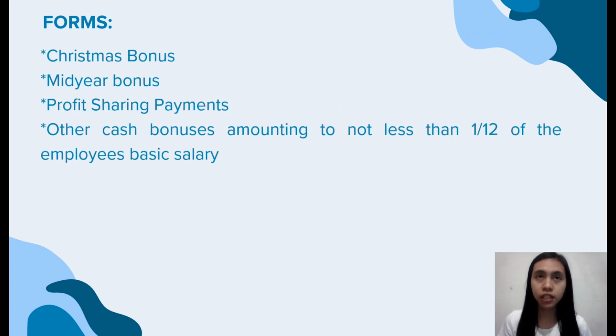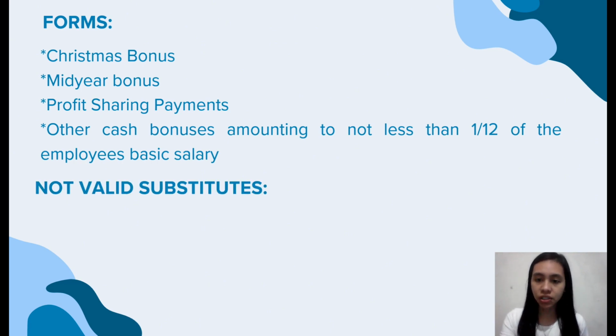So the 13th month pay can be in the form of Christmas bonus, mid-year bonus, profit sharing payments, and other cash bonuses amounting to not less than one-twelfth of the employee's basic salary. So it must always be in the form of legal tender.